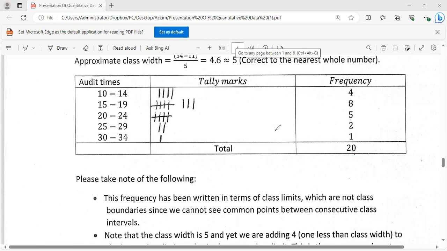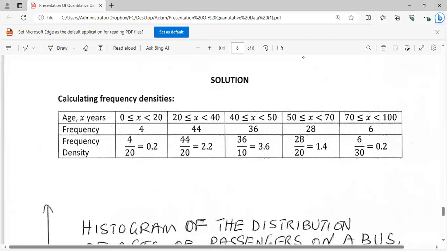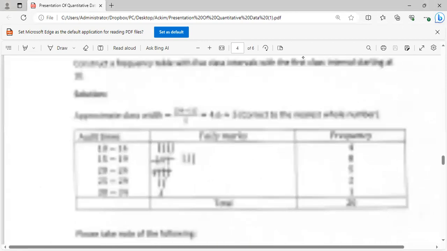Please take note, the frequency has been written in terms of class limits. Remember last time I talked about the limits. Where the numbers are different, like 14 and 15, what you have is limits. Limits are different numbers, while boundaries are the upper boundary and lower boundary. So these are not boundaries. Now we can convert this into boundaries. Let me just do the same one and convert them in advance.